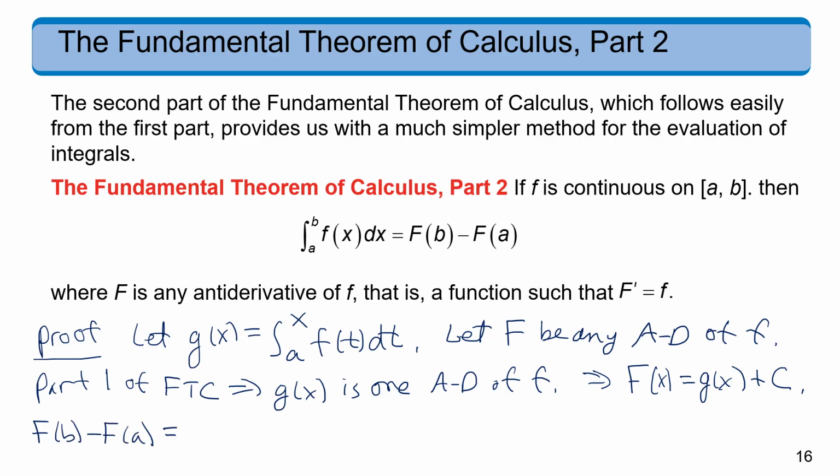Now to find an expression for capital F of b, I'm going to use this formula. So it will equal g of b plus c. So that's capital F of b. Then we have minus capital F of a. So do the same thing. Use the formula for capital F over to the right. Plugging in a this time, we get g of a plus c. Now when you distribute this minus sign, you'll get a minus c here, which will cancel with that plus c. So that gives us g of b minus g of a.